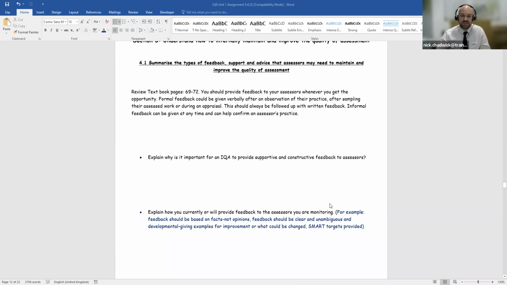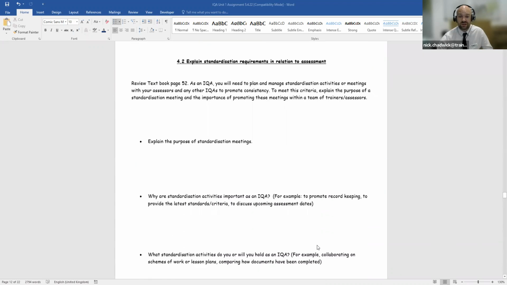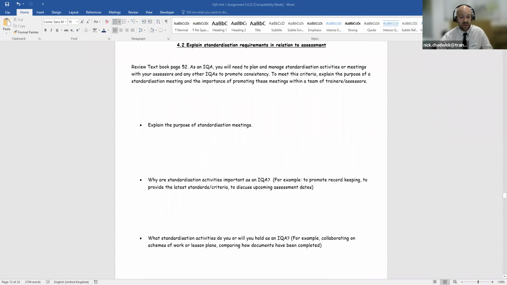So do have a look once again at textbook pages 69 to 72, and you could see some clear ways on how to provide effective feedback as well. So do feel free to tell me about your style of providing feedback to your learners.